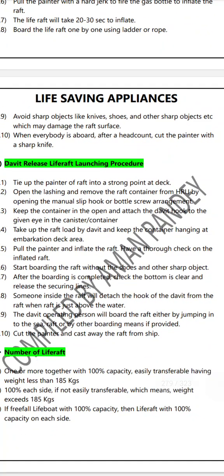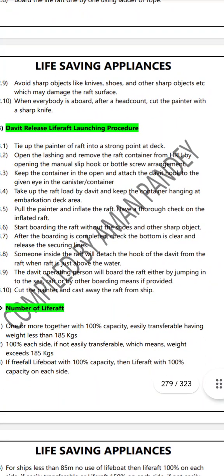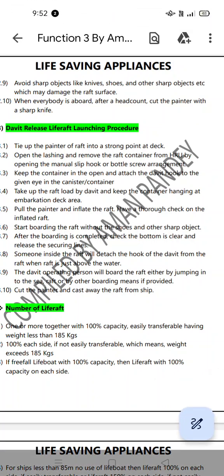Tie up the painter of the raft to a strong point on deck. One thing I missed is the painter, so I must not miss this word. Open the lashing and remove the raft container from the HRU by opening the manual slip hook or bottle screw arrangement. Keep the container in the open and attach the davit hook to the given eye in the container. Take up the raft load by davit and keep the container hanging at the embarkation deck area, and pull the painter and inflate.